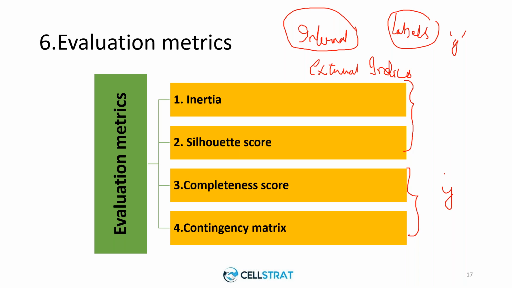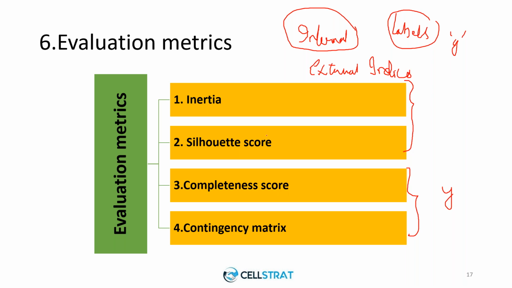I was thinking of a scenario where you have a group of data, but you have labels for only a certain set of it. You know both sets of data are similar to each other somehow, and you want to stabilize your clustering model. In that case, you can use these external indices: completeness score and contingency matrix.